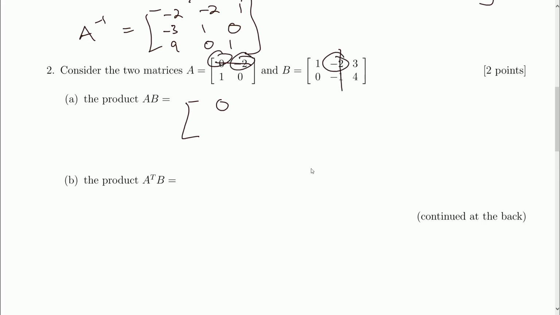plus negative 2 times negative 1, and that'll be, not negative, it'll be just 2. And then we dot it with the third column, so 0 times 3 plus negative 2 times 4, that'll be negative 8.